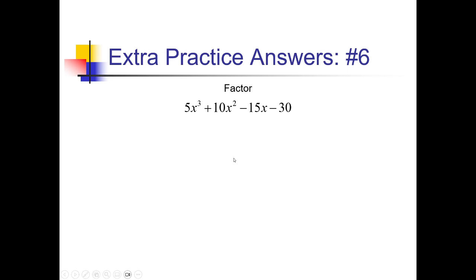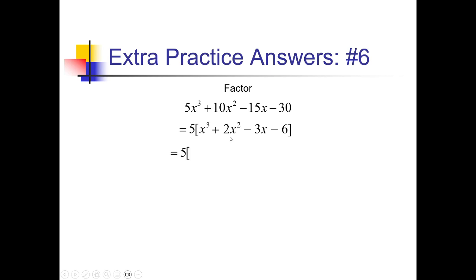On this problem, I noticed that we've got 4 terms, so definitely grouping seems like a good one for this. Before I dive right into grouping, though, I always check to see if there are common factors. It looks like these are all divisible by 5, so let me take that out. That leaves me with x cubed plus 2x squared minus 3x minus 6. And now I'm going to use grouping on the 4 things left inside. So the 5 came out already.